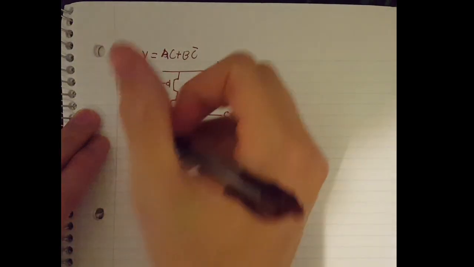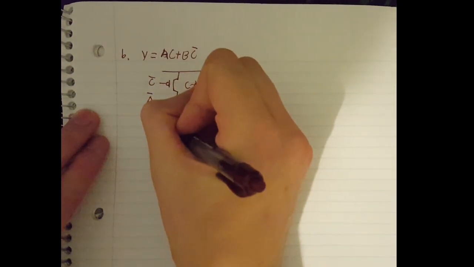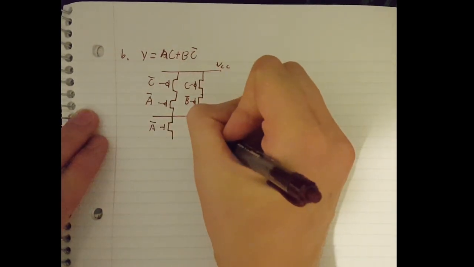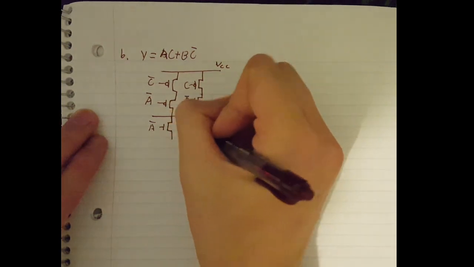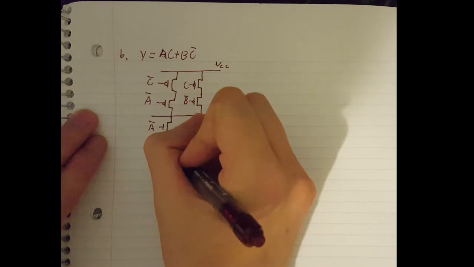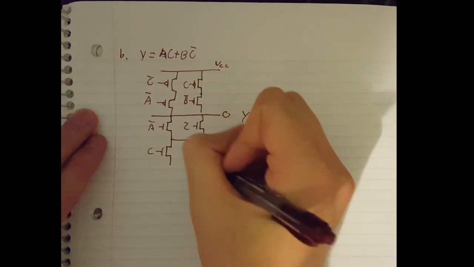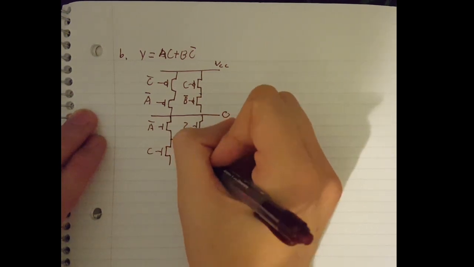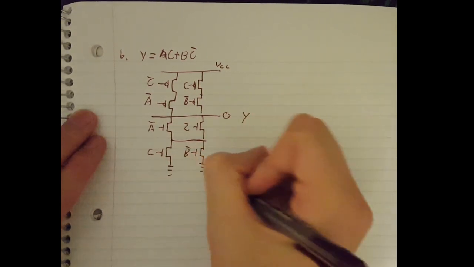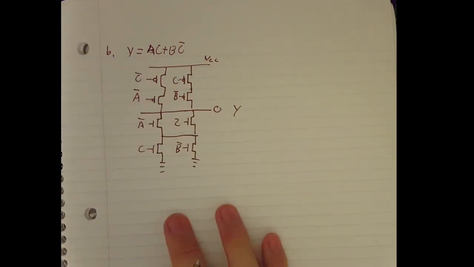And now we're just going to transpose that. Needs A naught, C naught, in series with the parallel C. And so that's that for B.